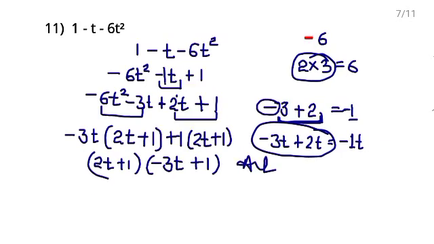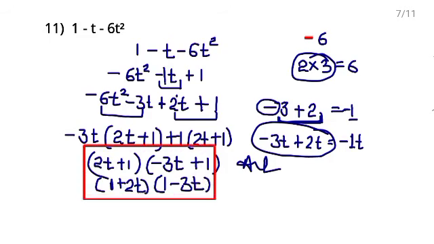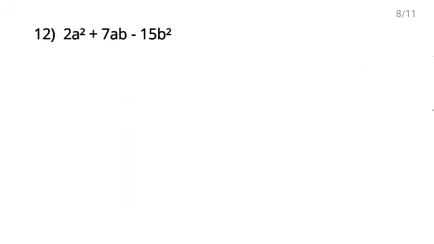This is your answer, or you can also write it as, आप इसको ऐसे भी लिख सकते हैं 2t plus 1 is also equal to 1 plus 2t ना, सो ऐसे भी लिख सकते हैं minus 3t plus 1 is also equal to 1 minus 3t, right? So these can be your answer. Next question is question number 12.